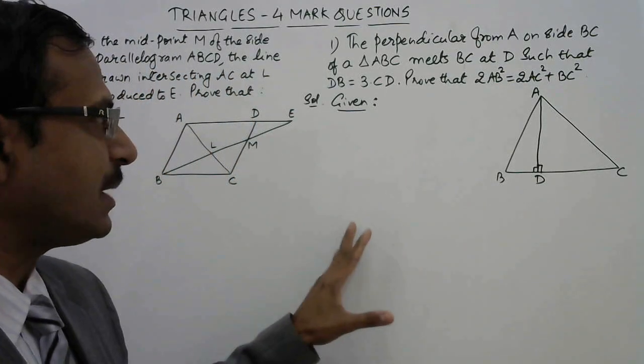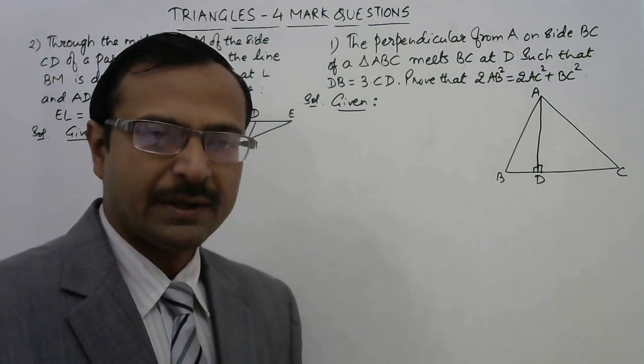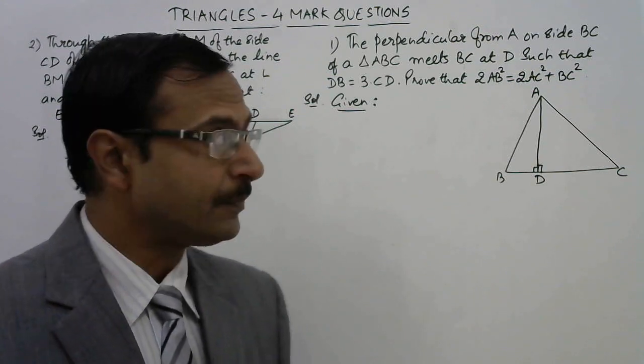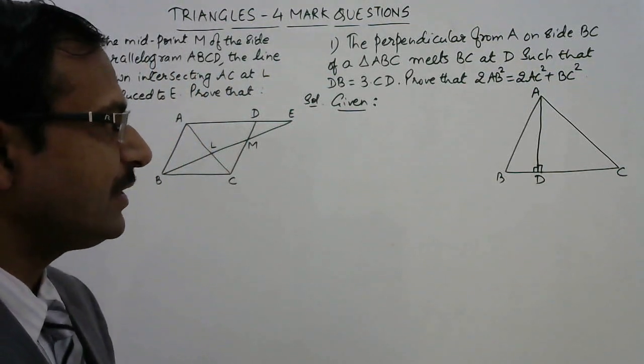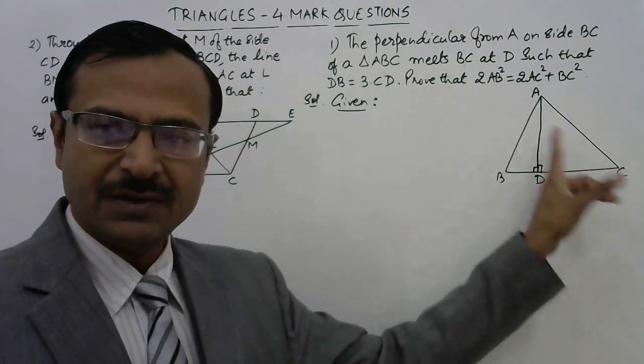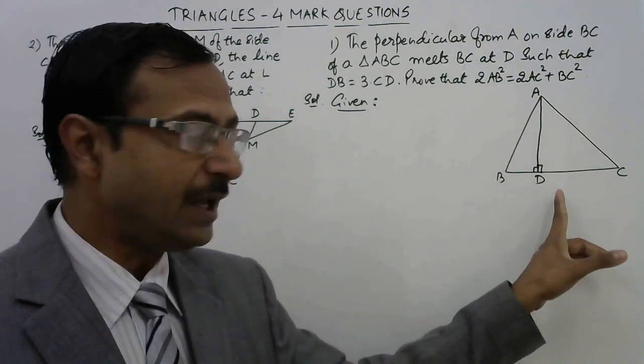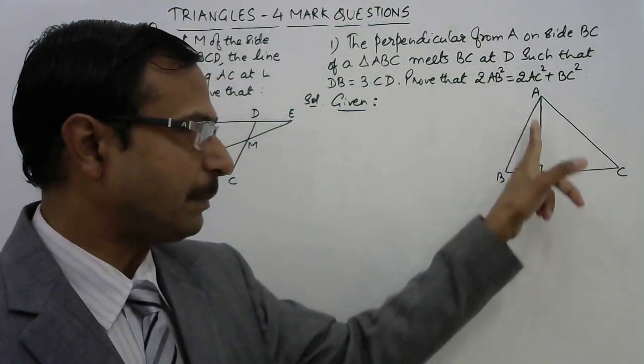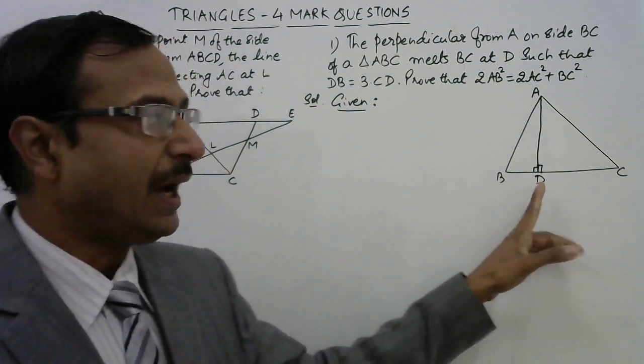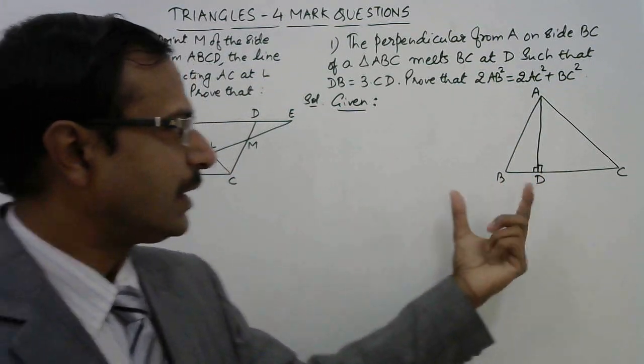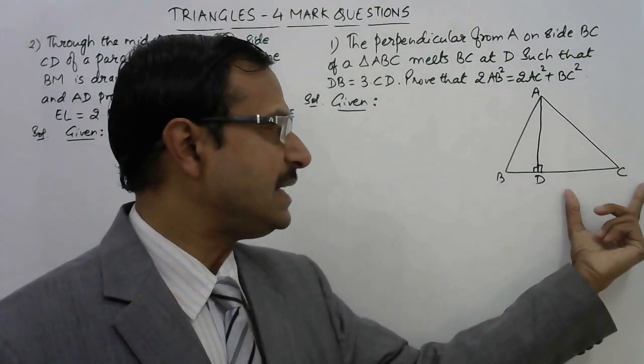The first question which I am taking up deals with the application of Pythagoras theorem, and in this question we are given a triangle ABC in which we have drawn the perpendicular from A on the side BC. That perpendicular is AD, and the relationship between BD and CD is given.